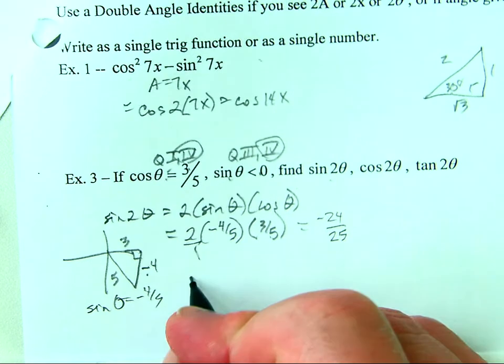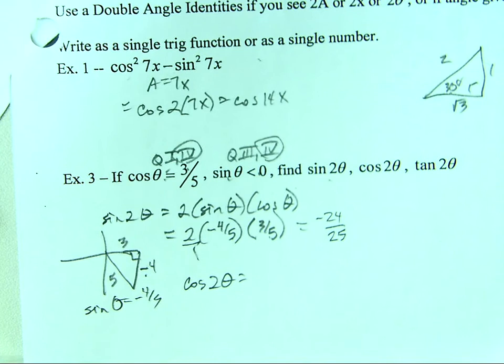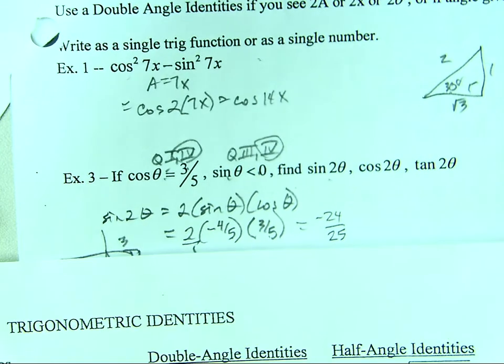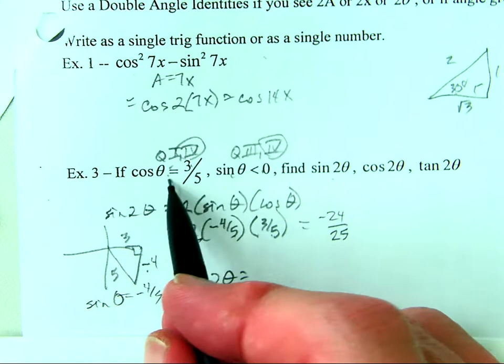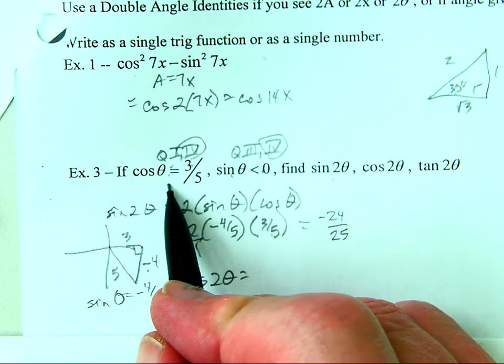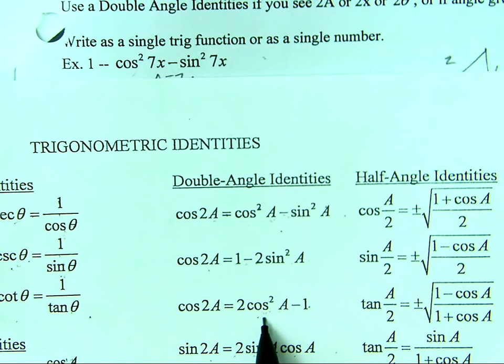Cosine of 2 theta, well, we have an identity for that. Again, we have 3 of them. Now on this one, I would probably choose this third one, because they gave us the cosine, so we know that one's right. It was given. So that's why I would use this third one, because it's got just cosine in it.